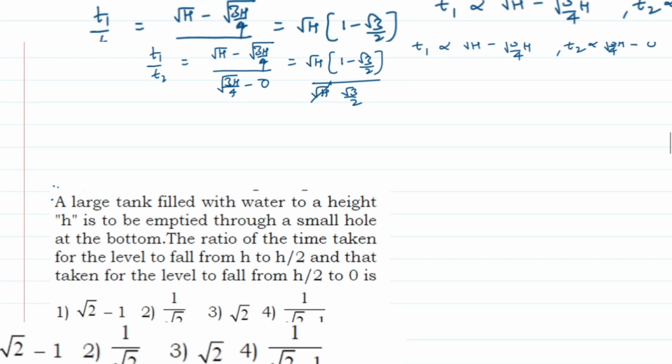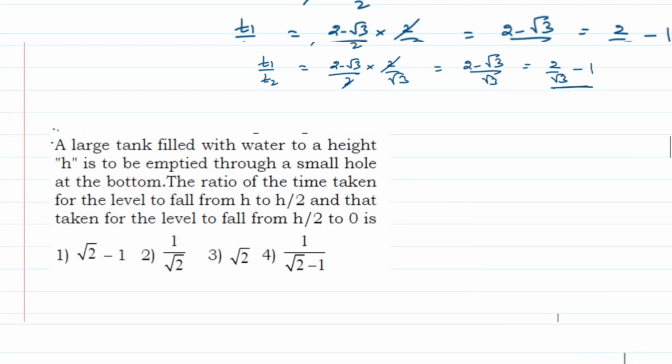When root h is cancelled, T1 by T2 will be equal to 2 minus root 3 by 2, into 2 by root 3. So 2 gets cancelled, and you get 2 minus root 3 by root 3. So when you take the LCM, it becomes root 2 by root 3 minus 1. So this will be the ratio of the time values.